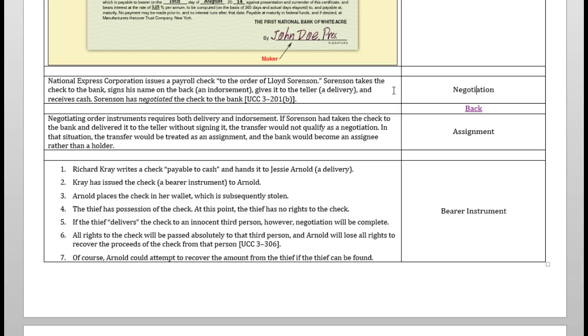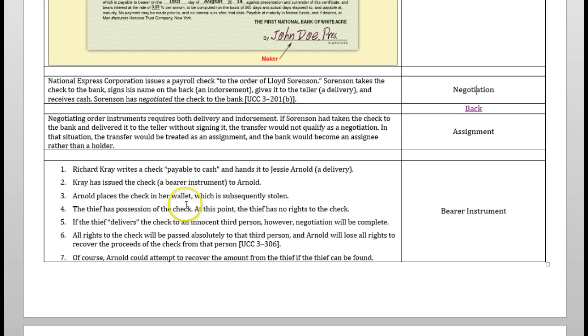Here's another one. Now this is a bearer instrument, and this is really interesting. Richard Cray writes a check, payable to cash, to Jessie. He didn't put her name on it, just payable to cash. And that's now a bearer instrument because Jessie's name's not on it, so whoever has it and can present it to the bank becomes the holder of it.